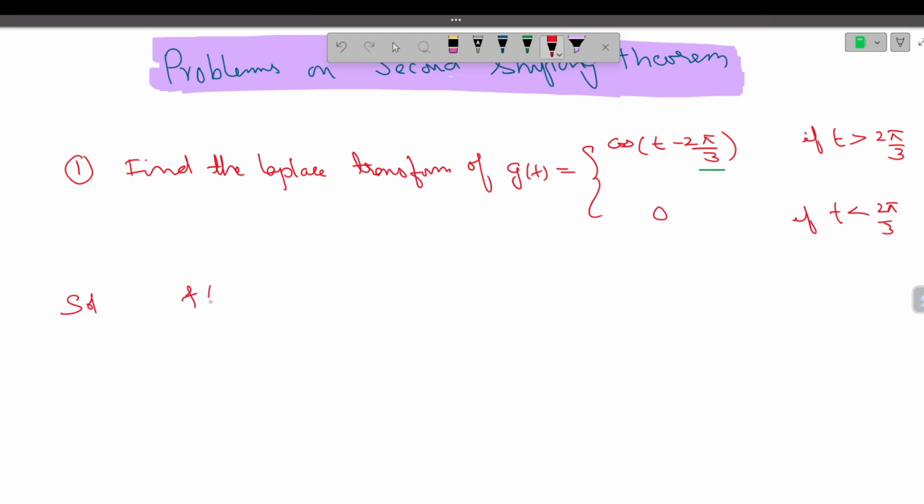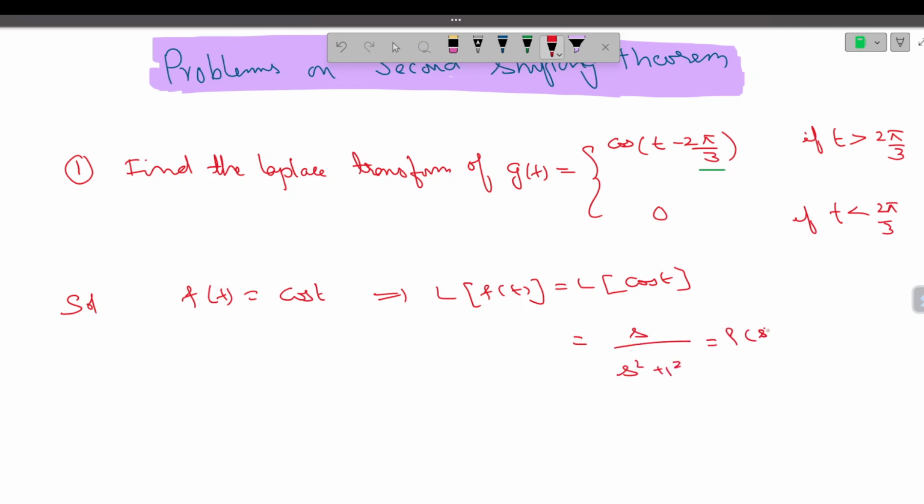Let f(t) equal cos t. What is the Laplace transformation of f(t)? The Laplace transformation of cos t is s by s square plus a square, here 1 square, which we call F(s). That means s by s square plus 1.